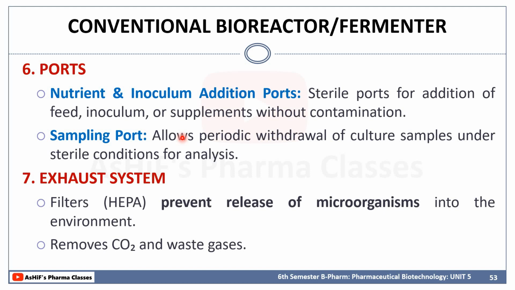Now coming to the last one, that is the exhaust system. In order to remove the excess gas in the fermenter, we use an exhaust system, but we use a HEPA filter to prevent the release of the microorganisms added to the fermentation. So these are the different parts of the conventional bioreactor.